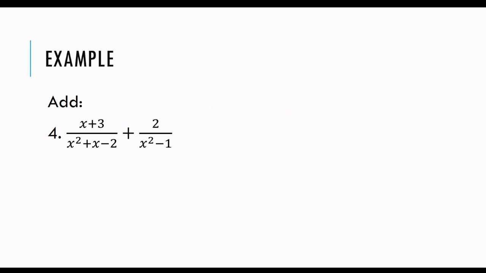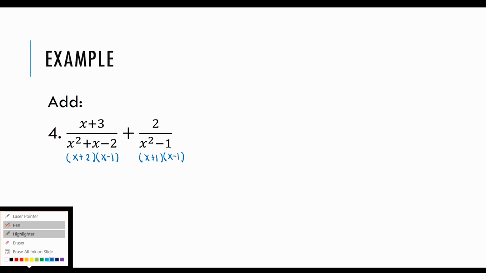So let's take a look at this example. We're going to add x plus 3 all over x squared plus x minus 2, and we're going to add that onto the 2 over x squared minus 1. So I want to factor my denominator as much as possible. This time they are factorable. X squared plus x minus 2 factors into x plus 2 times x minus 1. X squared minus 1 is x plus 1 times x minus 1.